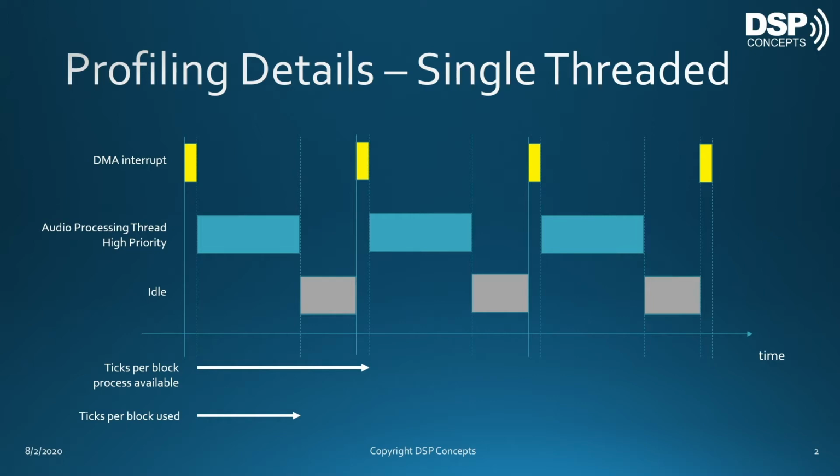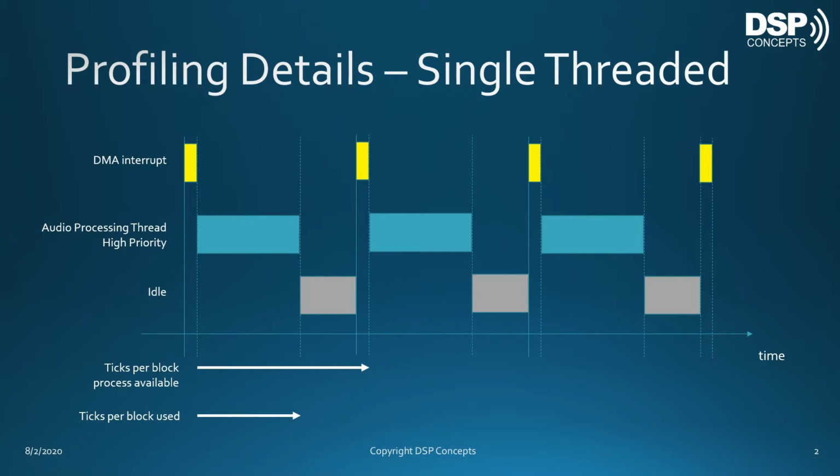When the audio I/O has finished, there's a DMA interrupt, and then the DMA interrupt essentially calls the audio processing thread. AudioWeaver processes the audio. When it's done, it goes into an idle state, waiting for the next DMA interrupt. We jump to the DMA handler, and so forth, and then this repeats.